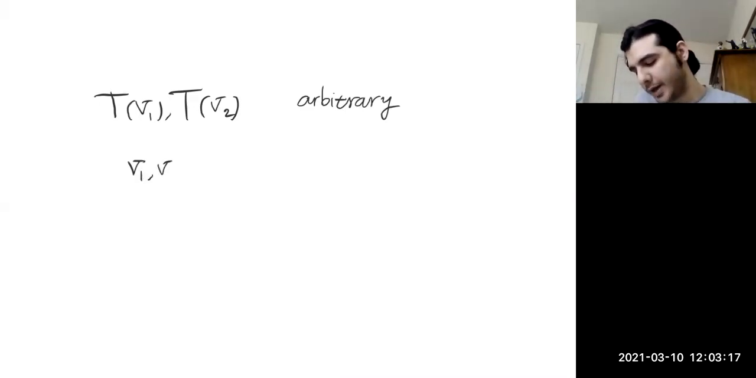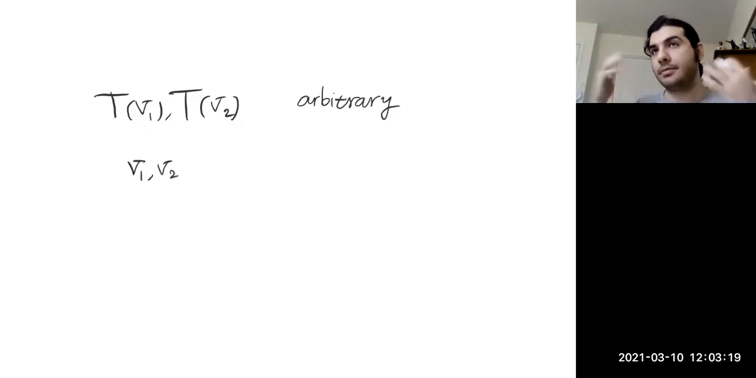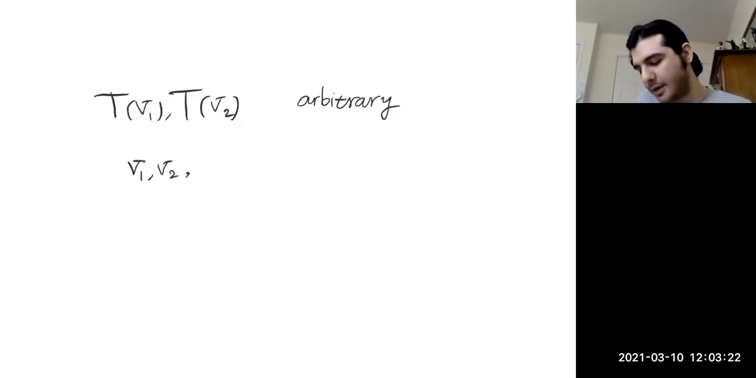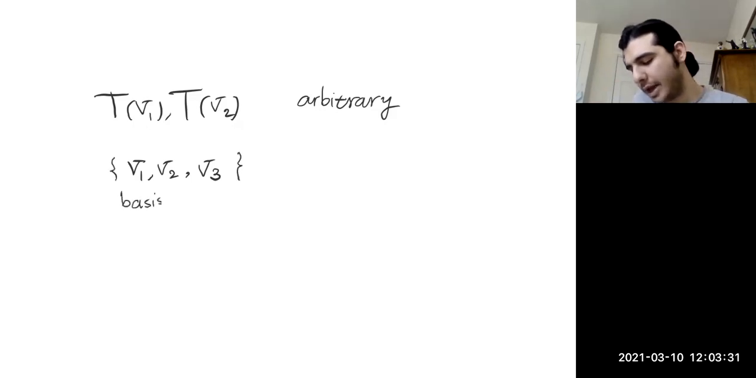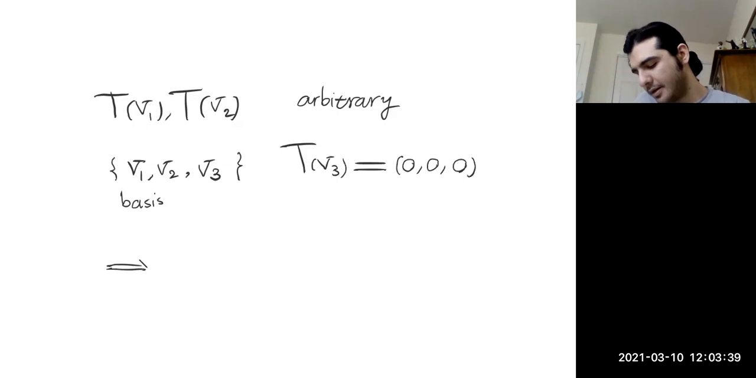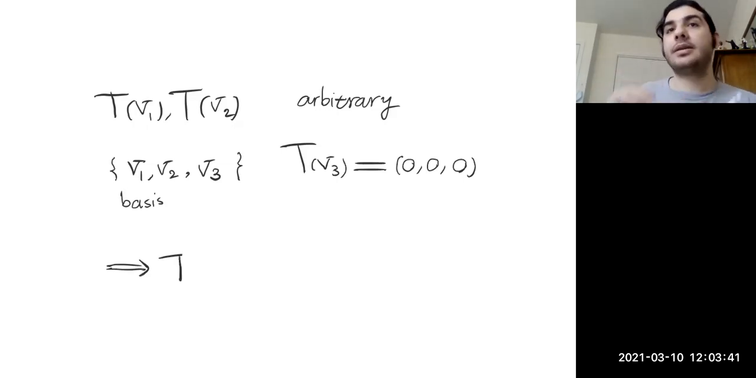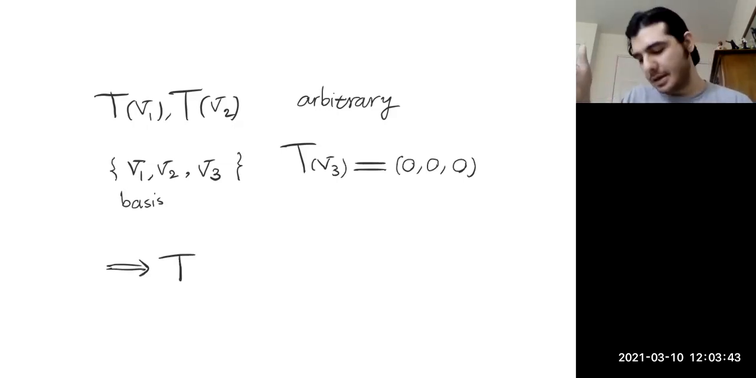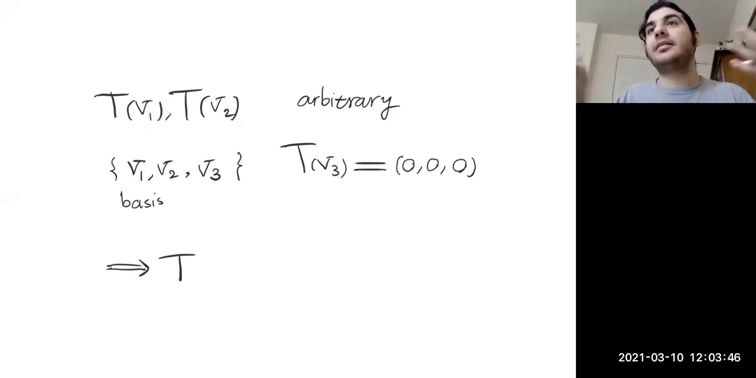V1 and V2 are two vectors in a three-dimensional space. C3 is three-dimensional, so we can always find V3. When they form a basis, we can define T of V3 to be anything we want. For example, say I take it to be the 0 vector. Then I have a linear map because it's defined on the basis, and I can extend it linearly to the whole C3. Okay, that's the answer to the first part.